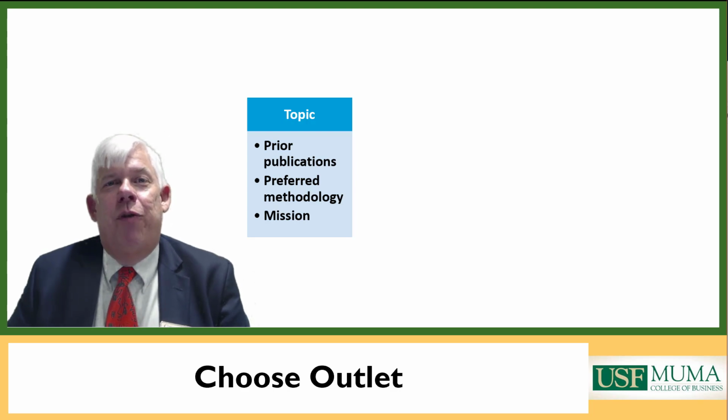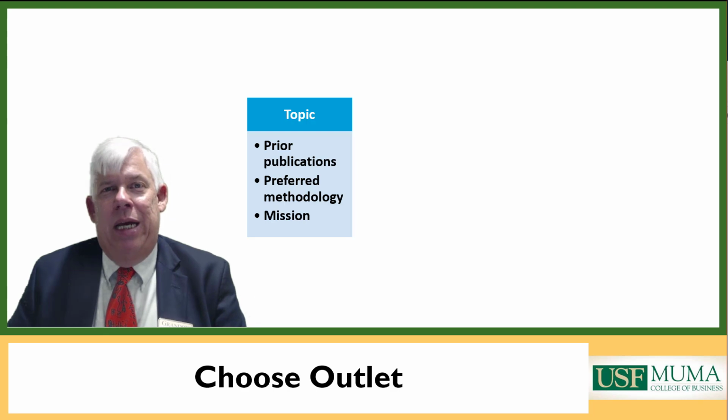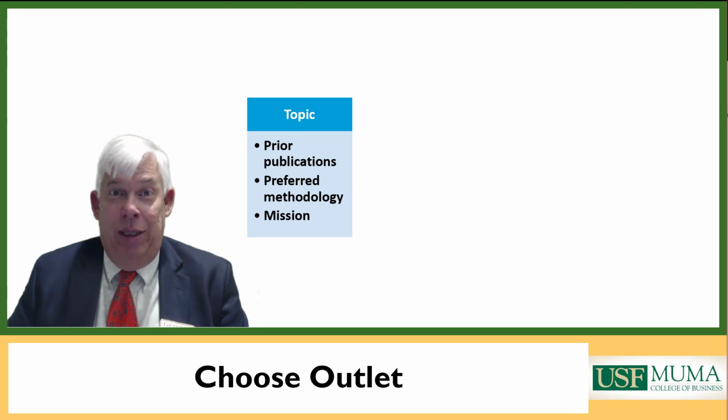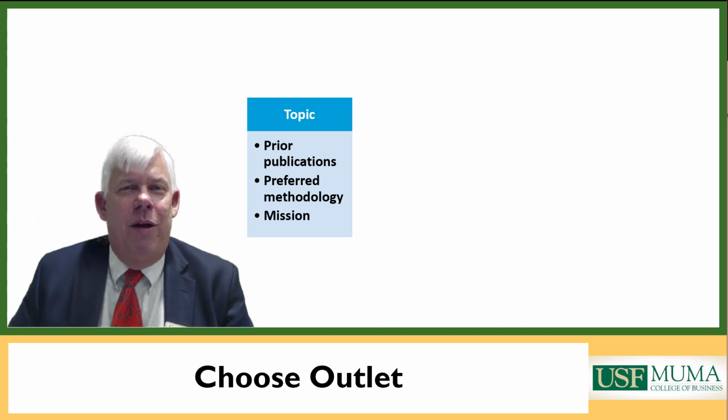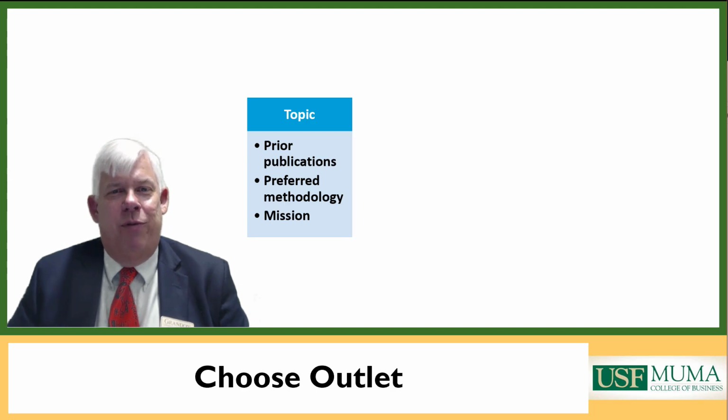Some journals have preferred methodology. For example, the Academy of Management Review will only publish theory pieces. They don't publish empirical research. Don't waste your time by submitting to a journal that doesn't publish the type of research you're doing. And then also look at the mission, because even if there's not prior research, if your paper topic has a good fit with the journal mission, then you can probably frame the paper that way.